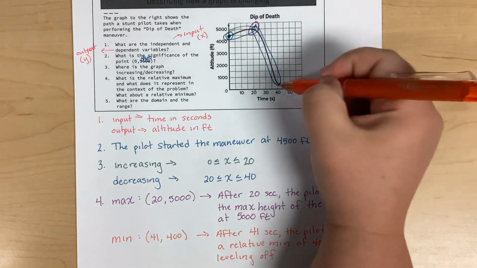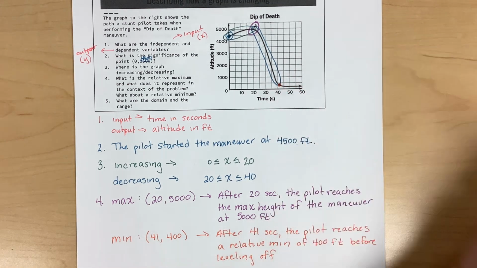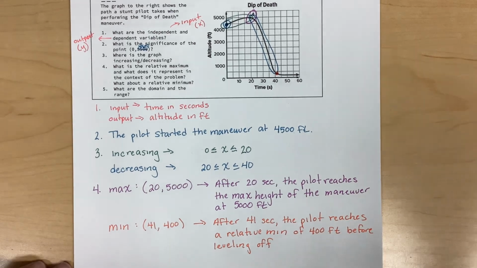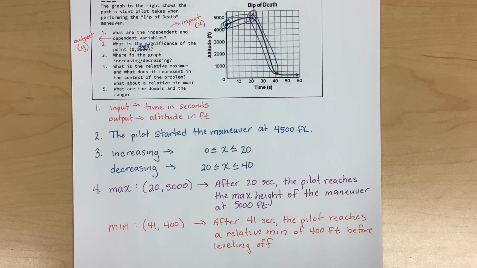Because if you see here, it just kind of starts going the same height the whole way. That means the pilot is traveling at a constant height there. So that was number 4. Number 5 says, what are the domain and the range?